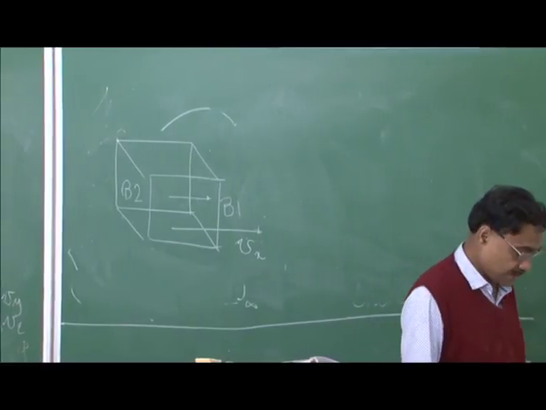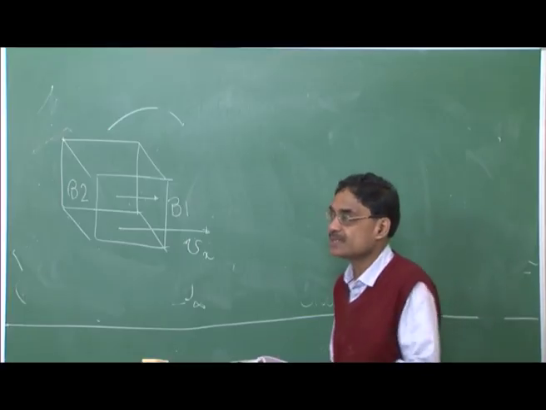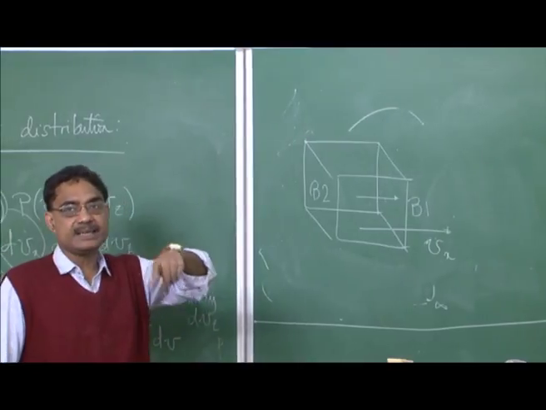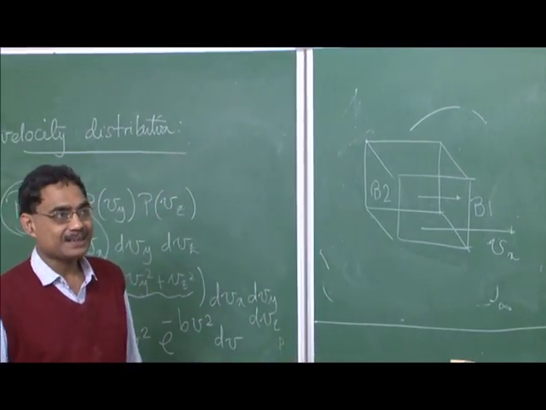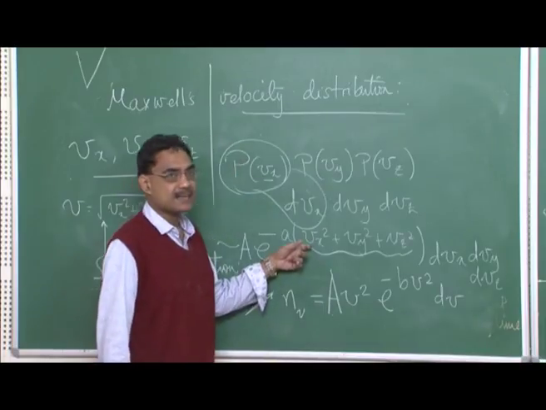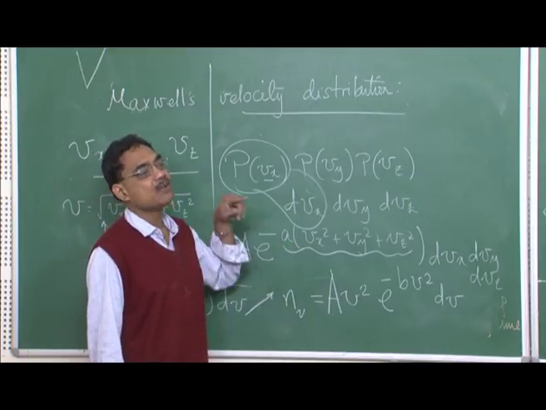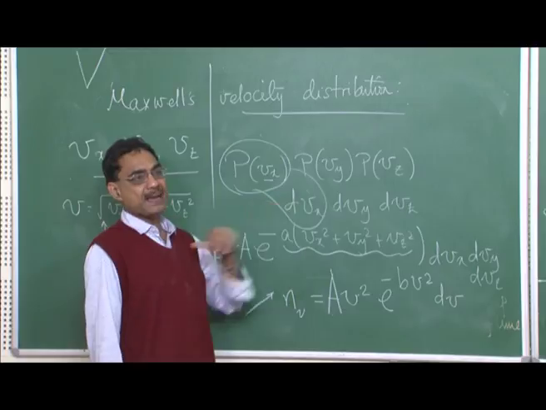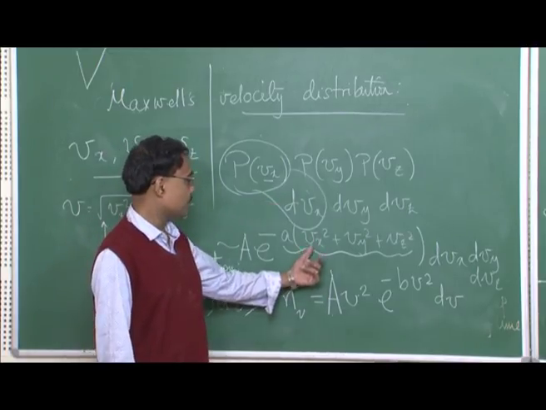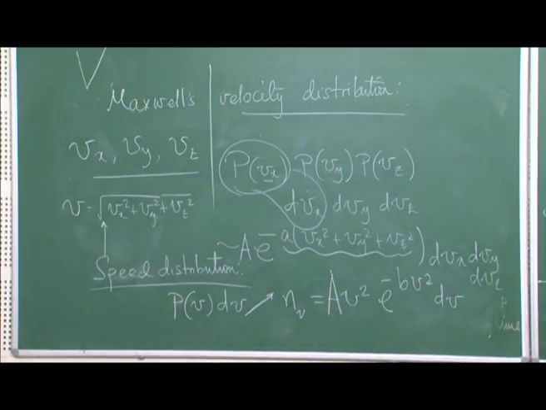I will tell this answer later, I just do not want to tell you yet, but it is obvious: since particles are moving in equal and opposite directions with equal probability, there is nothing that distinguishes plus Vx and minus Vx. If you look at this expression, it is given in terms of Vx square. So, there is equal probability of having Vx and minus Vx. So, you would expect the average to be 0, and that is indeed the case.